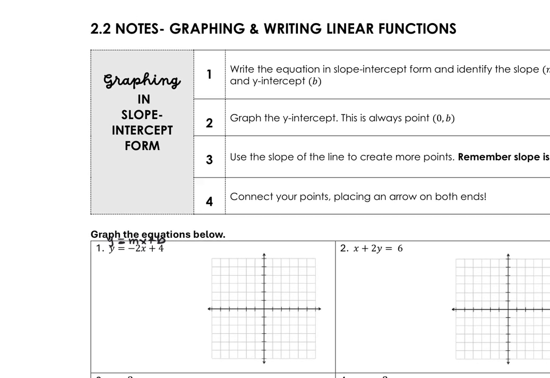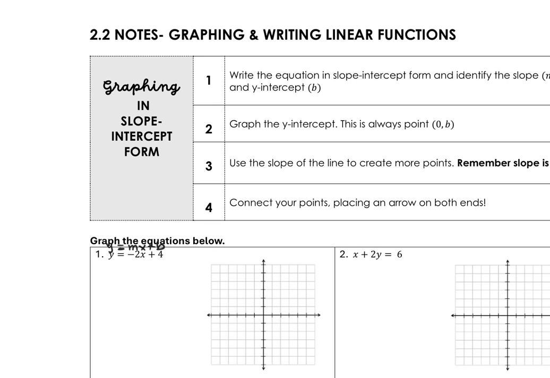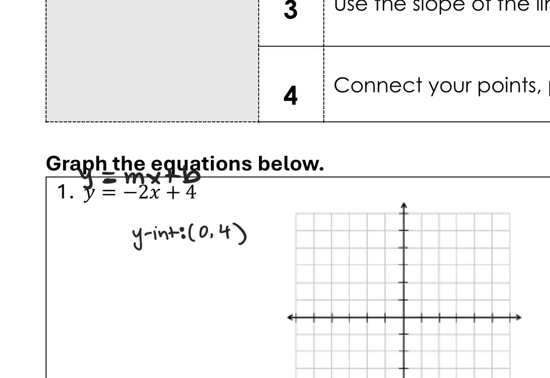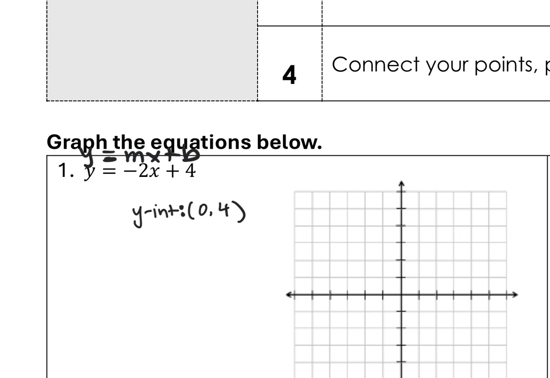Now that it's in y equals mx plus b, the first point you're going to want to put on your graph is the y-intercept. Remember, in this equation, your y-intercept is the b value. So this means that the y-intercept of your graph is the point (0, 4). That is a point on your graph. B is the y-intercept, so you can go to 4 on the y-axis and plot a point that is on your linear function, that is on your line.